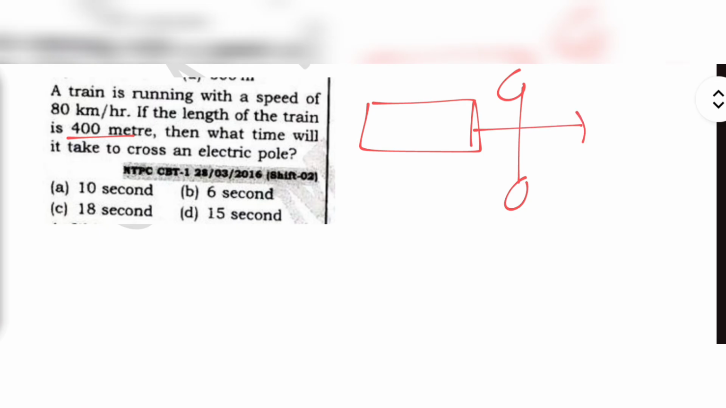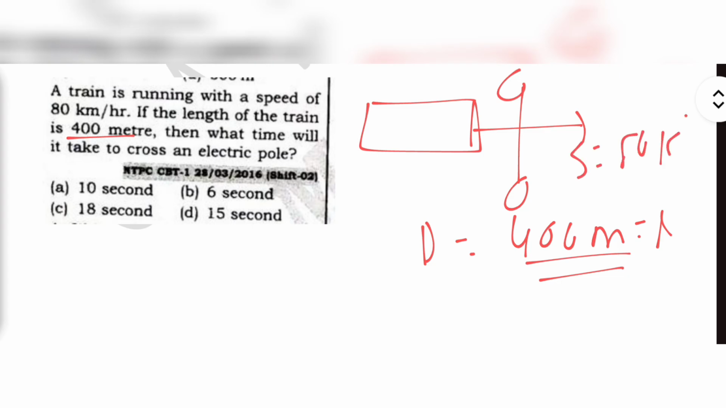Okay, a train is running with a speed of 80 kilometers per hour. If the length of the train is 400 meters, what time will it take to cross an electric pole? Here is your train and here is a big pole. Basically, remember that the distance is nothing but 400 meters, the same as the length of the train. The speed given is 80 kilometers per hour, which we will convert into meters per second.